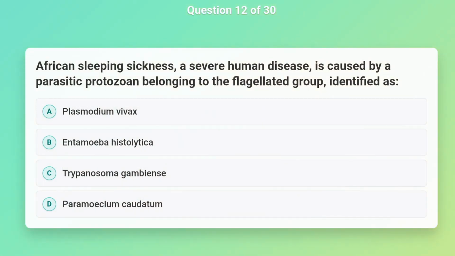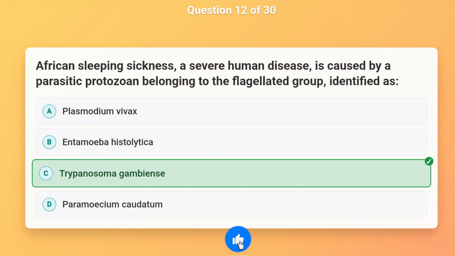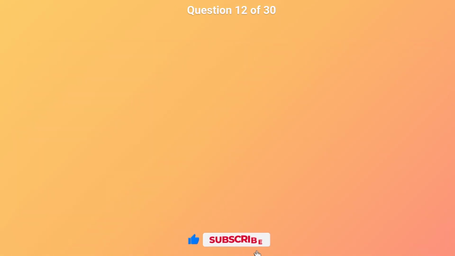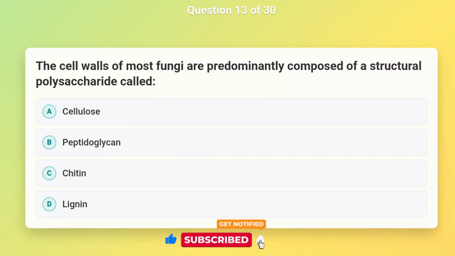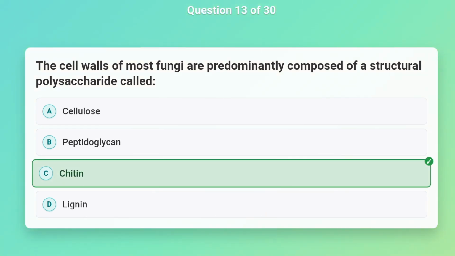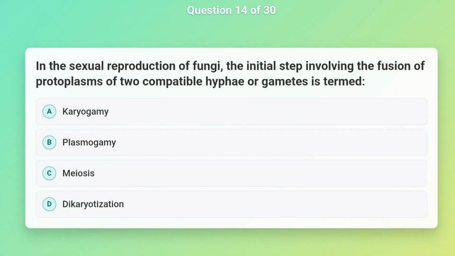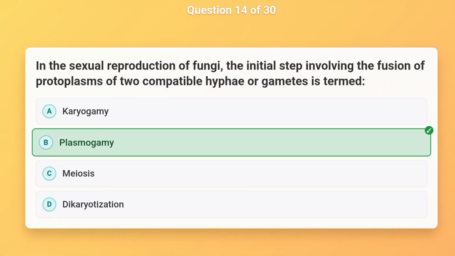African sleeping sickness, a severe human disease, is caused by a parasitic protozoan belonging to the flagellated group, identified as Trypanosoma gambiense. The cell walls of most fungi are predominantly composed of a structural polysaccharide called chitin. In the sexual reproduction of fungi, the initial step involving the fusion of protoplasms of two compatible hyphae or gametes is termed plasmogamy.